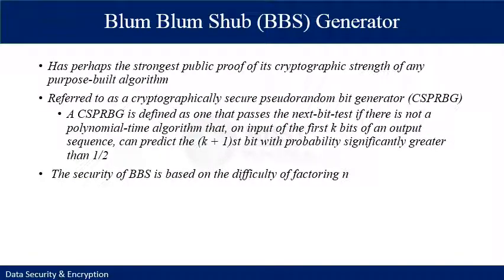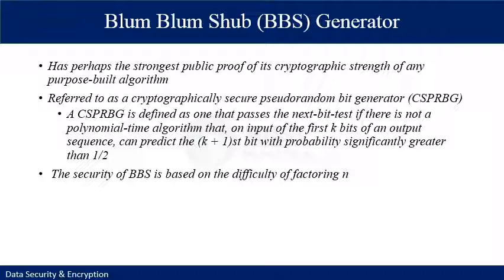So the second random number generator is the Blum Blum Shub, or BBS, generator. The name is due to the authors who proposed this algorithm. It is a popular approach to generate secure pseudo-random numbers, and it is known as the BBS generator. It has perhaps the strongest public proof of its cryptographic strength of any purpose-built algorithm.